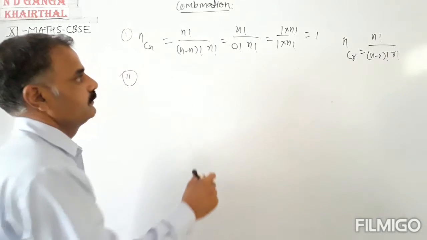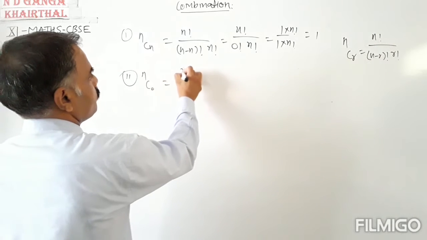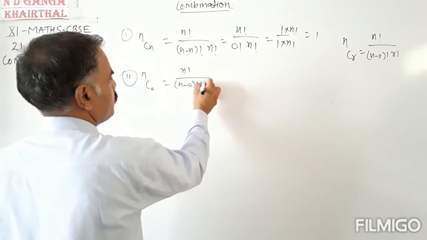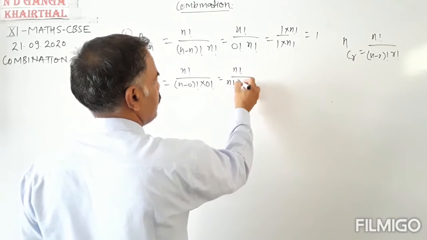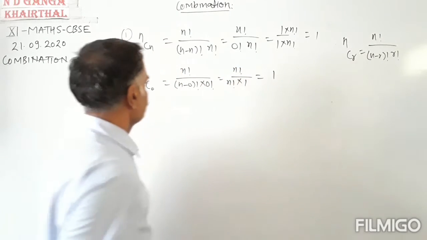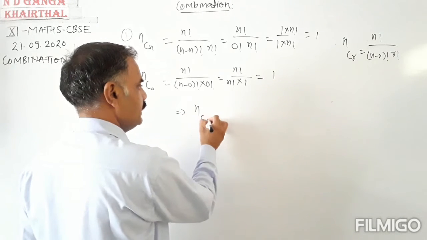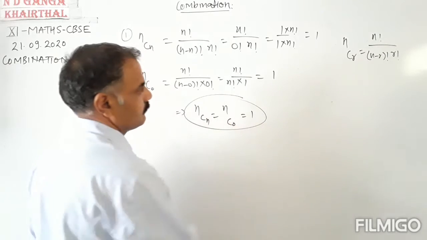Second property, that is NC0 equals factorial n upon n minus 0 factorial into 0 factorial, which equals factorial n upon factorial n into 1, which equals 1. So NC0 is also equal to 1, meaning NCN equals NC0 equals 1.